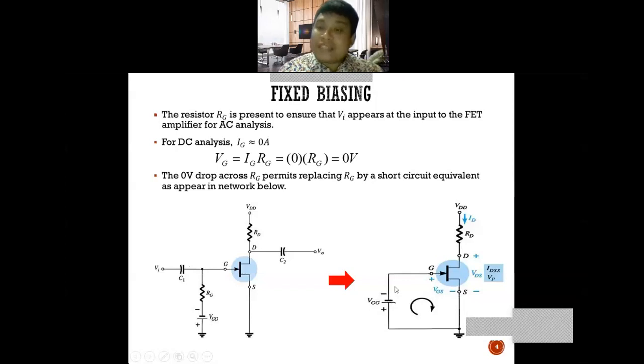So VGG can connect to the gate, and also RD can connect to the drain and the source connects to the earth. This is the simplification if we analyze using DC analysis.